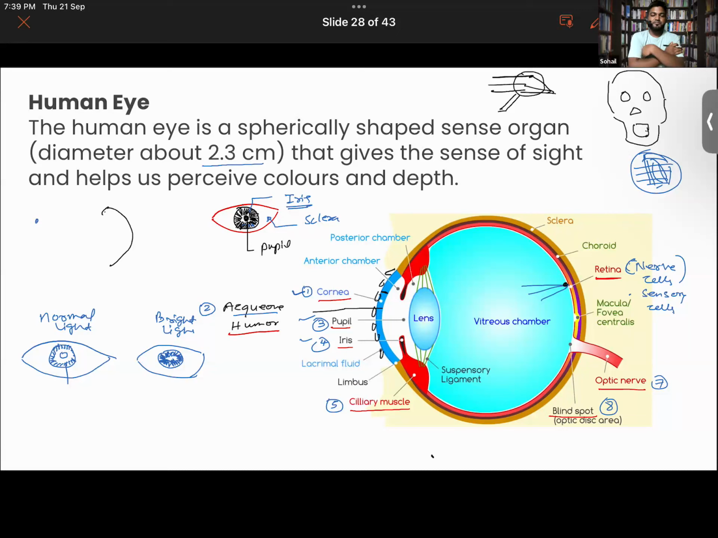The optic nerves relay messages from our eyes to the brain. So the optic nerves will be carrying the electrical signals from the retina to the brain. Exactly, from the retina to the brain.